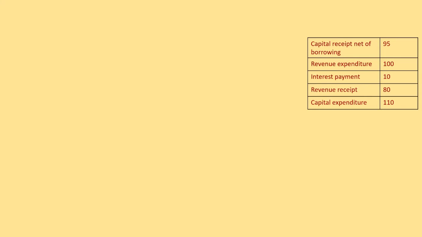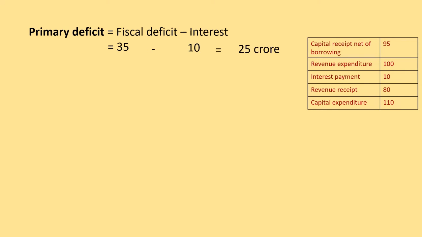Now let us see how to calculate primary deficit. The formula to calculate the primary deficit is fiscal deficit minus interest. We have already calculated fiscal deficit, that is 35 crore. Let us see the interest. Interest over here is 10. So the answer is 25 crore. I hope the point is clear to everyone.